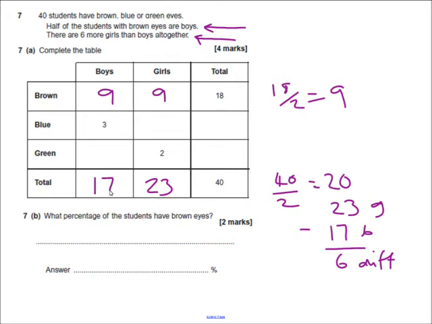And with those two bits of information, I can now complete the rest of my table. So 9 plus 3 is 12, so I need another 5 to make up my 17. 9 plus 2 is 11, which means I need another 12 to make up my total number of girls as 23. And now I can add across the way, so 3 plus 12 is 15, and then 5 plus 2 is 7. And as a final check, you should really add down the total to make sure you get 40. So 18 plus 15 is 33, plus the 7 gives us the 40.